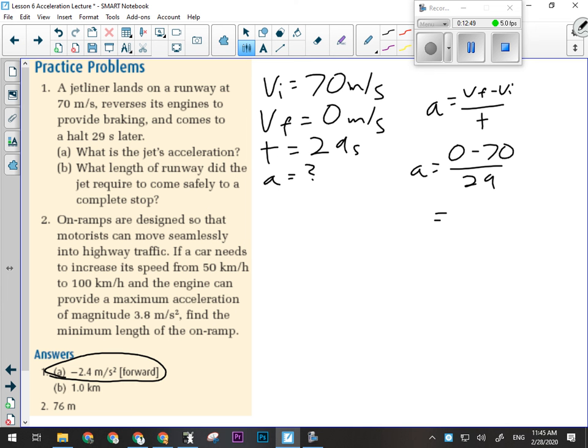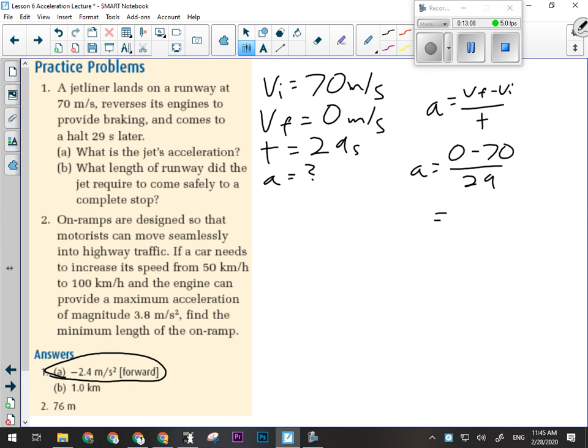I don't know why anyone would write negative forward. That's just dumb; backward, or just negative, would be fine. Don't write negative forward. That's like saying negative right is wrong. It's true, but no one says it that way.